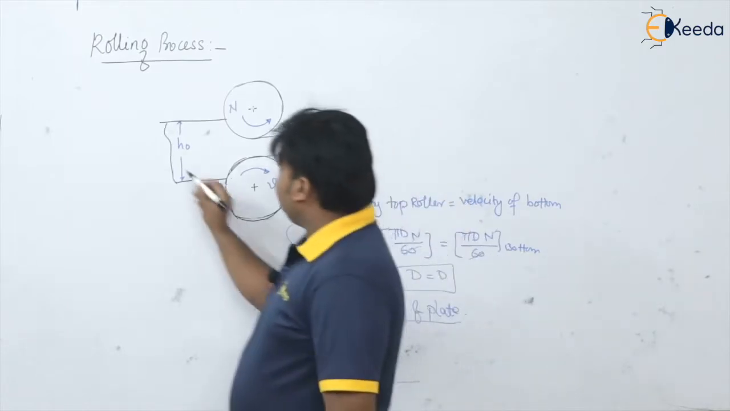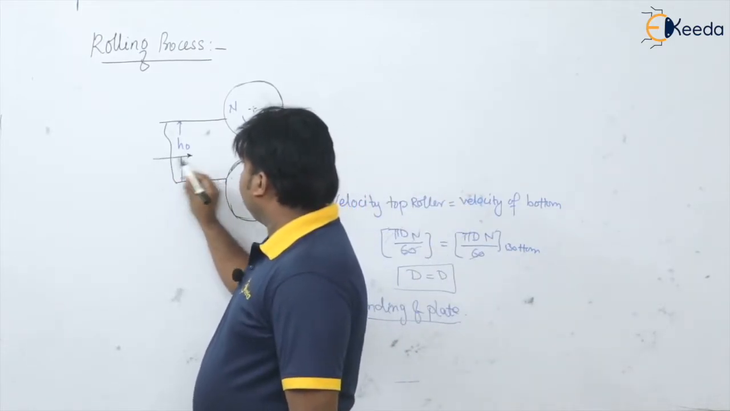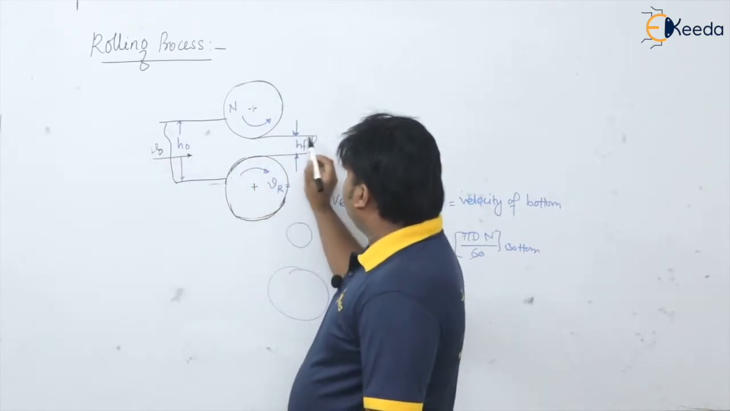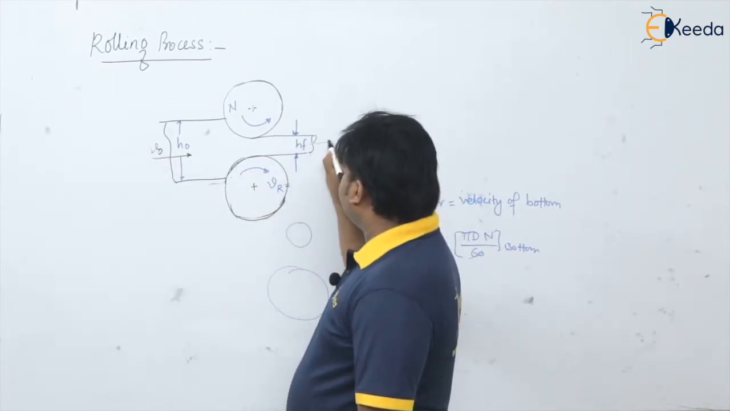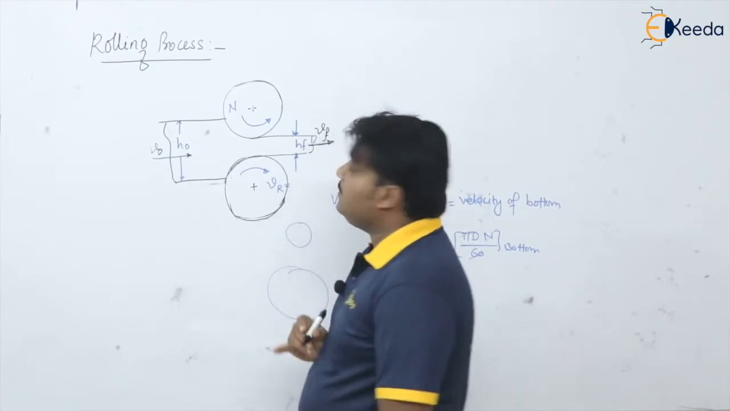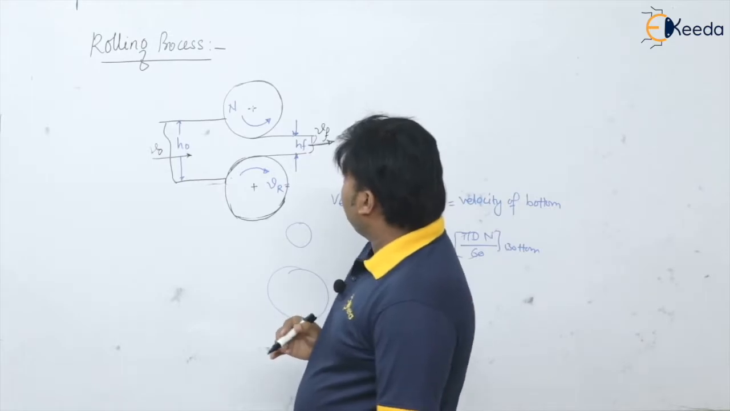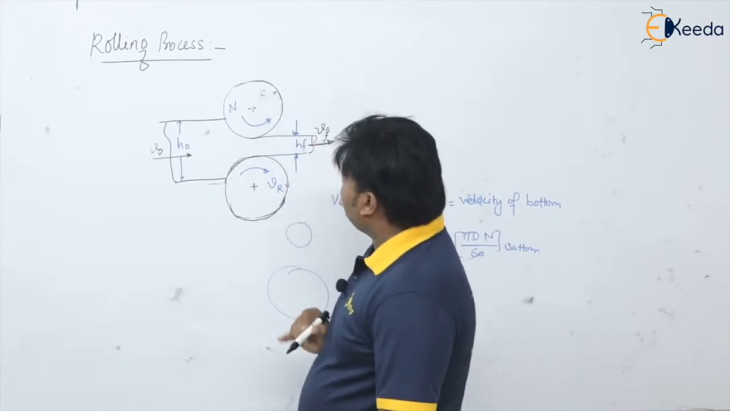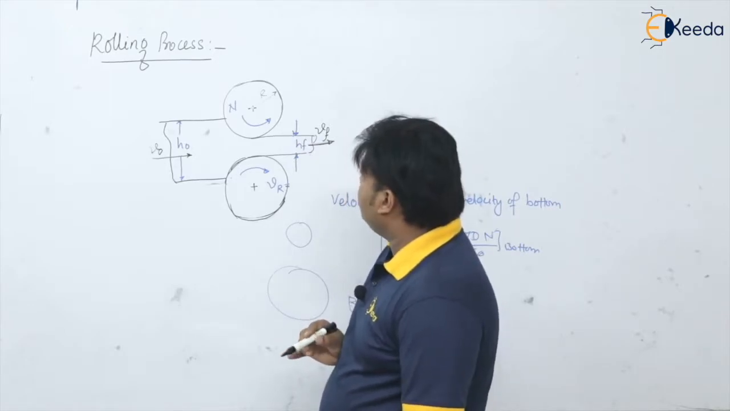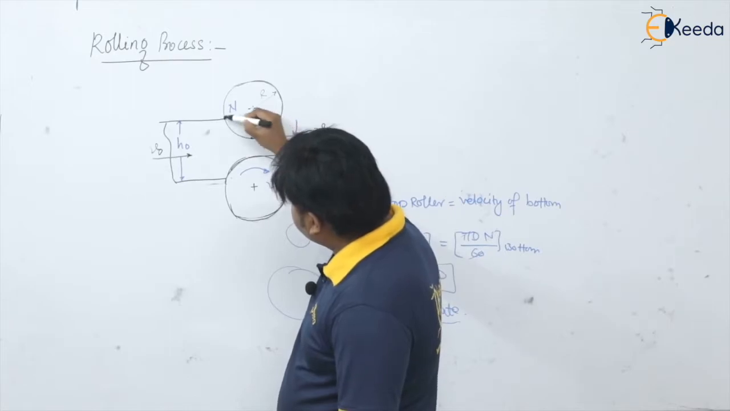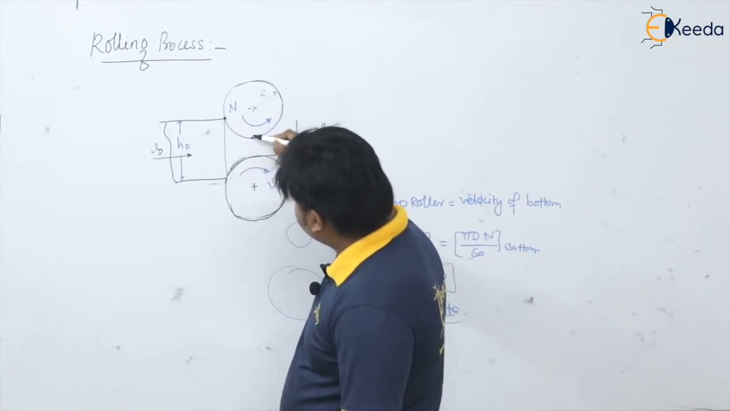So say the plate is entering with initial velocity V original, and at the exit it is now moving with the velocity V final. Okay, and please remember R is the roller radius or D is the roller diameter. This is the deformation zone.